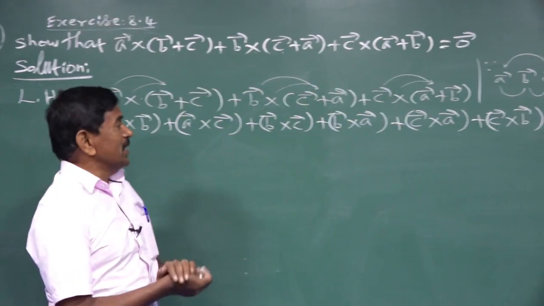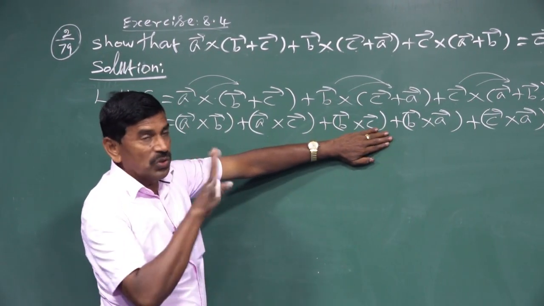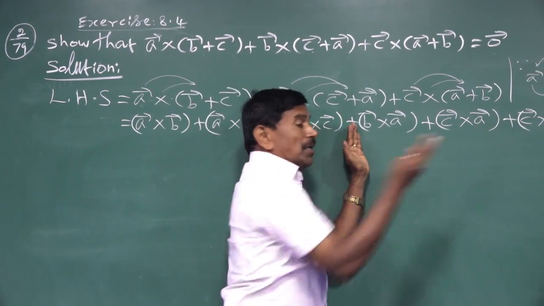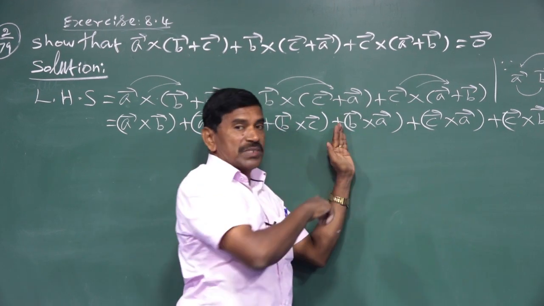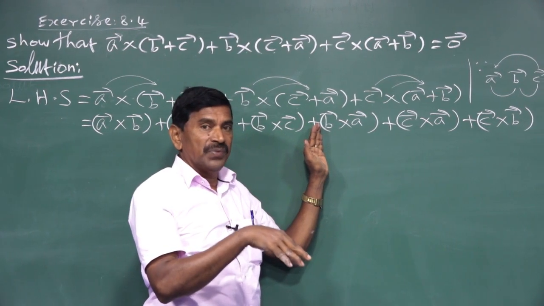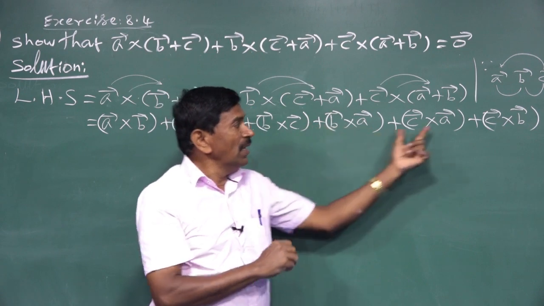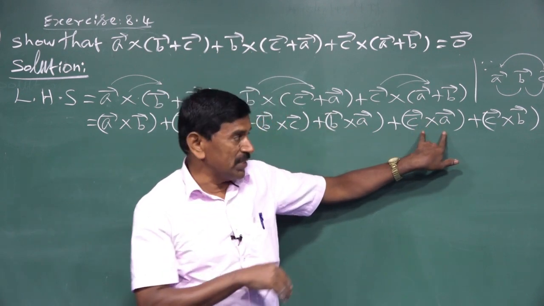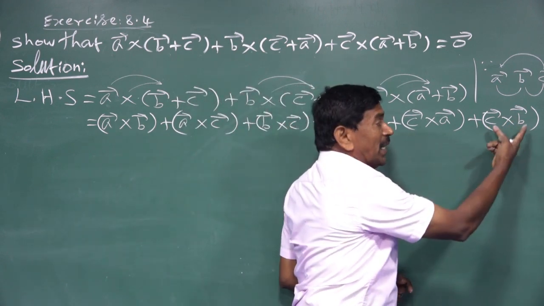And for our convenience, first 3 terms fixed. Don't disturb. And in the last 3 terms, see, if we interchange the vectors in the cross product, it gets a negative sign. We know that A cross B equal to minus B cross A. Likewise, B cross A equal to minus A cross B. C cross A is equal to minus A cross C. And C cross B is equal to minus B cross C.